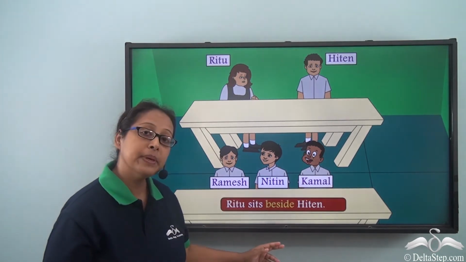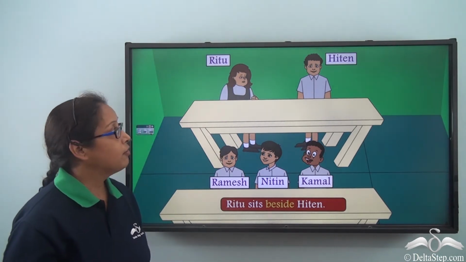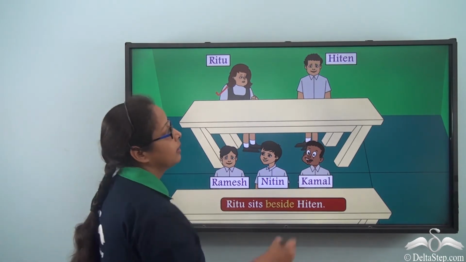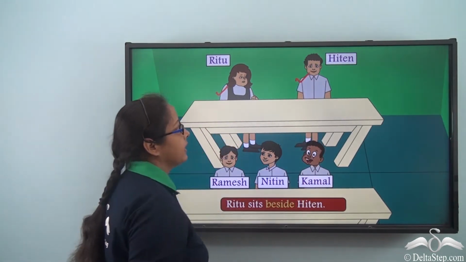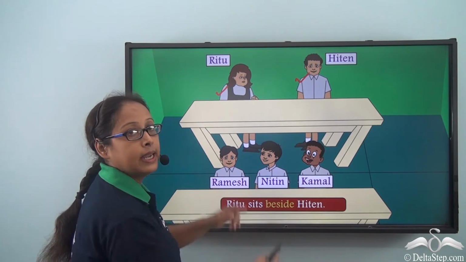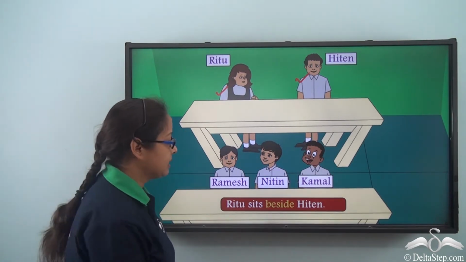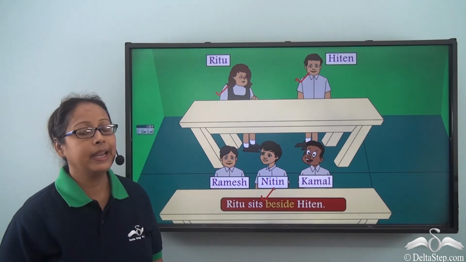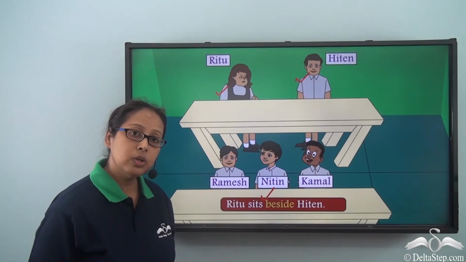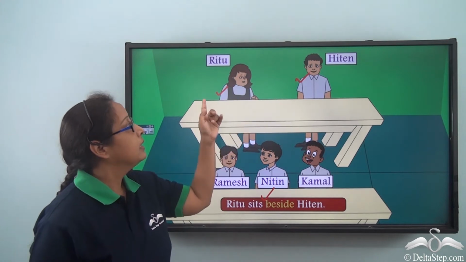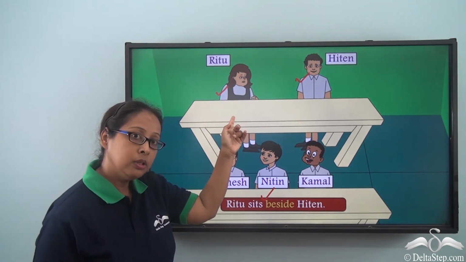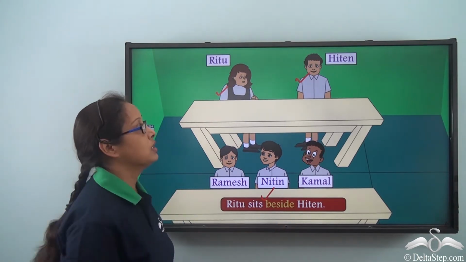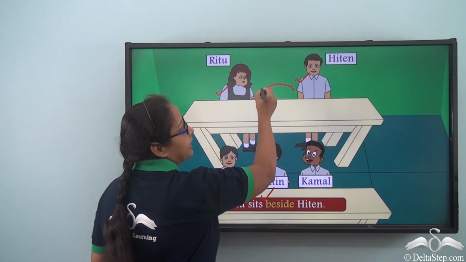Ritu sits beside Hiten. Now where is Ritu? Here is Ritu. And where is Hiten? Here is Hiten. We can see that they are sitting side by side. Therefore, we can say that Ritu sits beside Hiten. I can also say that Hiten sits beside Ritu. When I am saying Ritu sits beside Hiten, I can also say that Hiten is sitting beside Ritu.